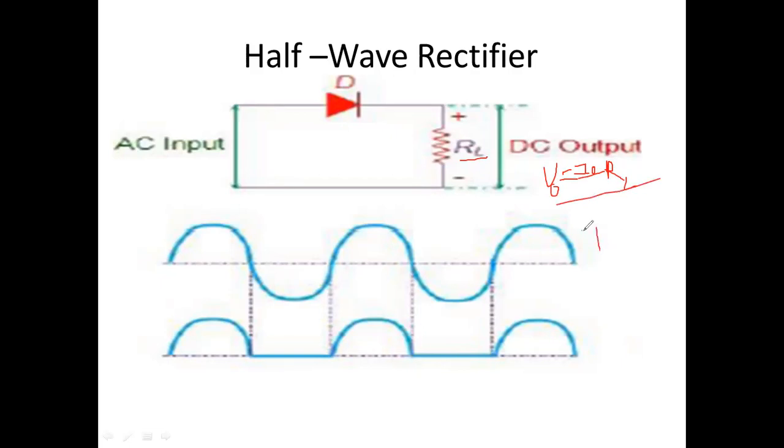But what about the current here now? I naught equal to what? V by R we are going to consider. V naught, the output voltage, divided by RL only, उतना ही है. In this diode there is no resistance. Current diode से through pass हो रहा है ना? So is there any resistance in the diode or not?